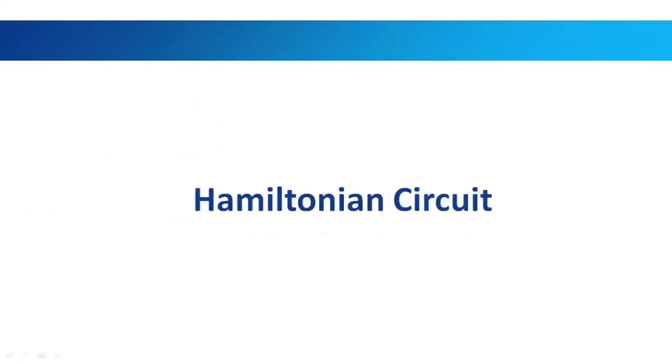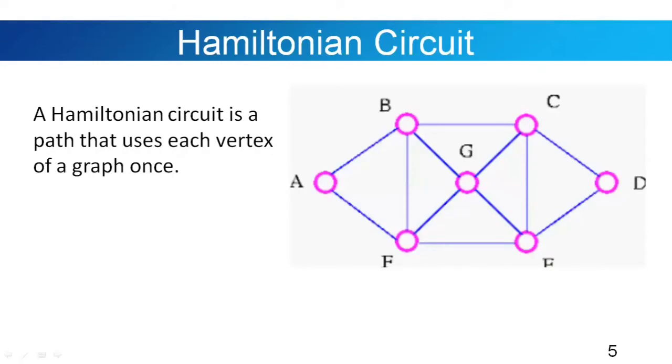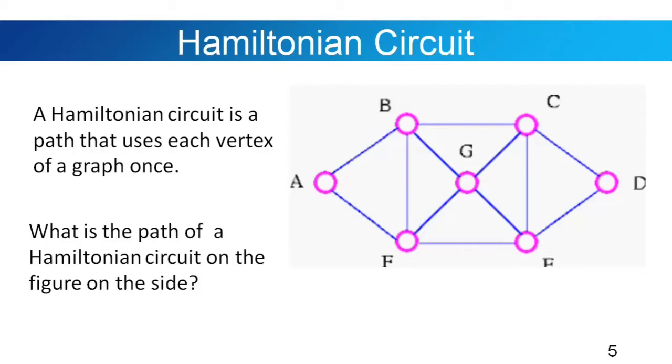Hamiltonian circuit. A Hamiltonian circuit is a path that uses each vertex of a graph once. What is the path of a Hamiltonian circuit on the figure on the side? All we need to do is traverse each of the vertices on our graph, but we need to go back to the point where we have started. If you need more time to make your Hamiltonian circuit, you can pause this video.